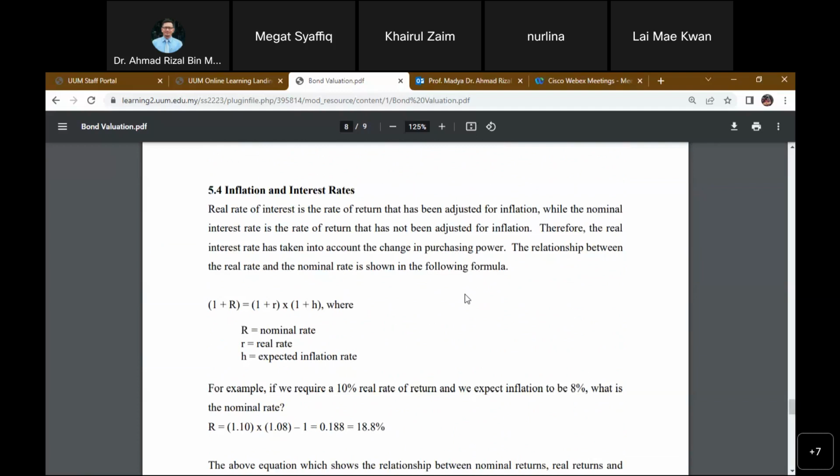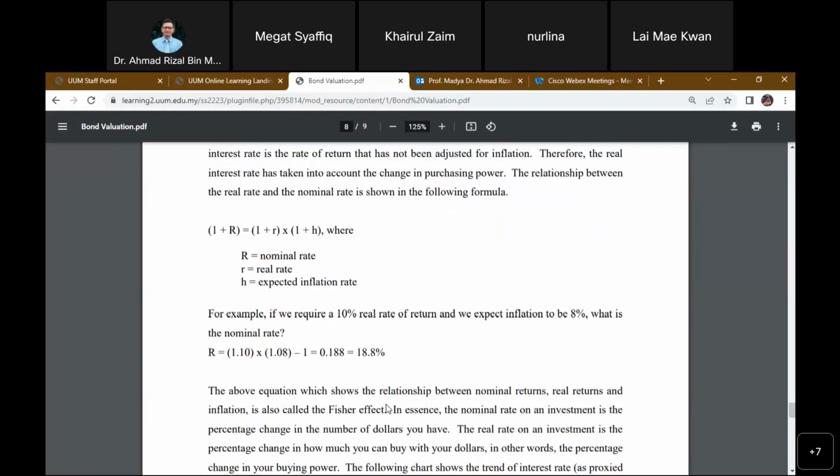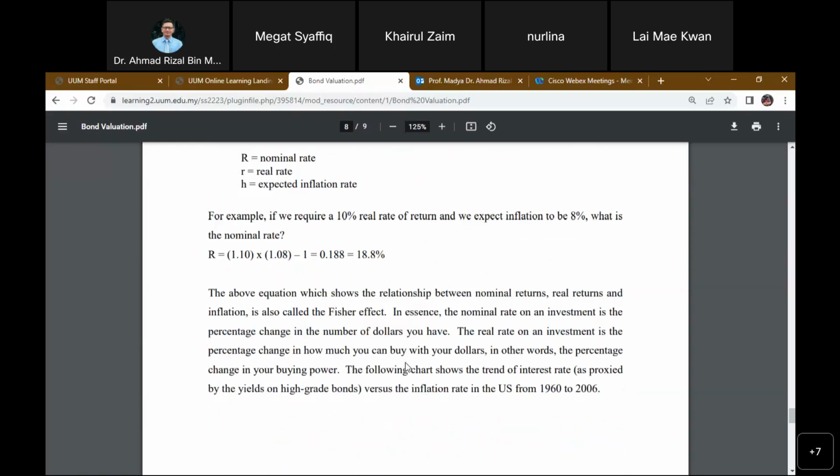This is a side discussion on the concept of real interest rate and nominal interest rate, where real interest rate already takes into account the inflation, whereas the nominal has not taken into account the inflation. So that's why when you look at the rates, you have to be very careful to see whether it's nominal or real, and whether or not interest rate has been compounded or has been factored into the rate.